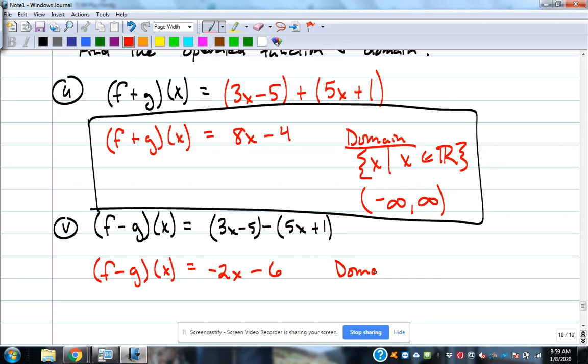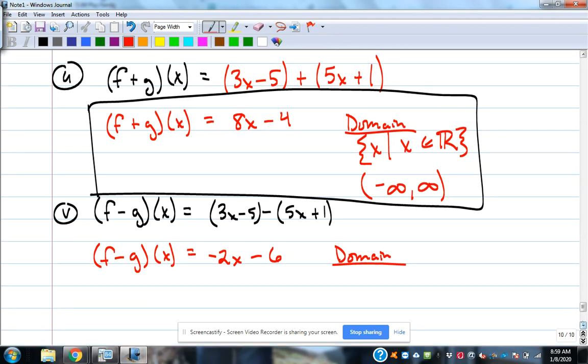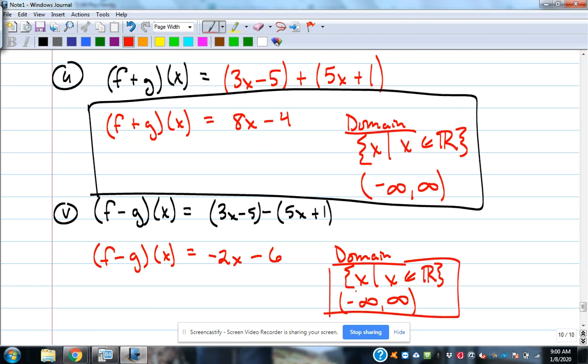What's the domain? All real numbers. No red flags showing up on that, right? So that's nice. All x's, as long as x is an element of the real numbers. Negative infinity to positive infinity. That's nice.